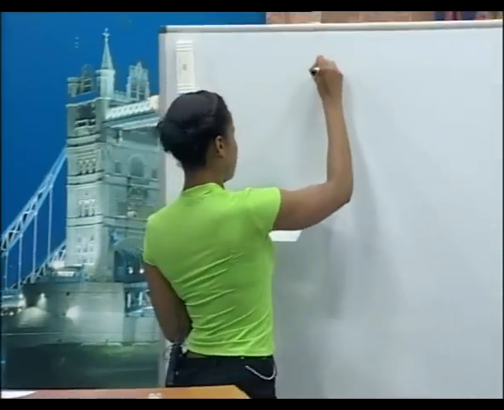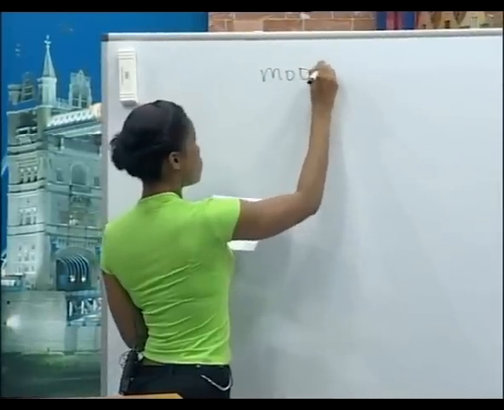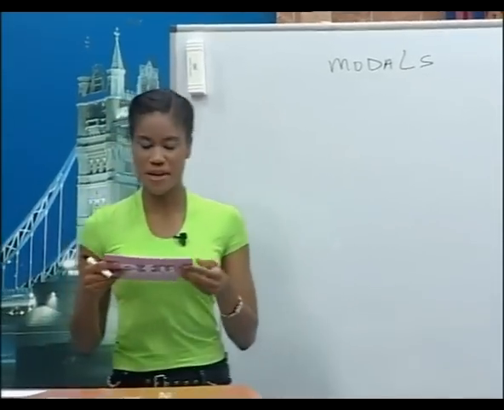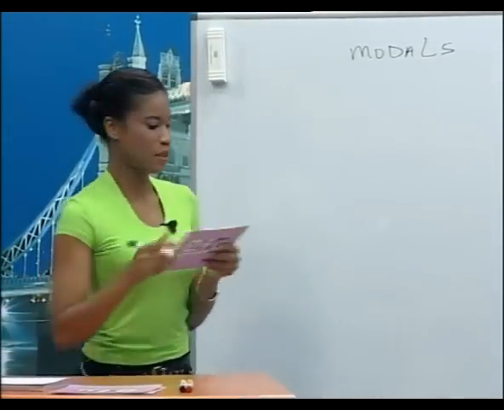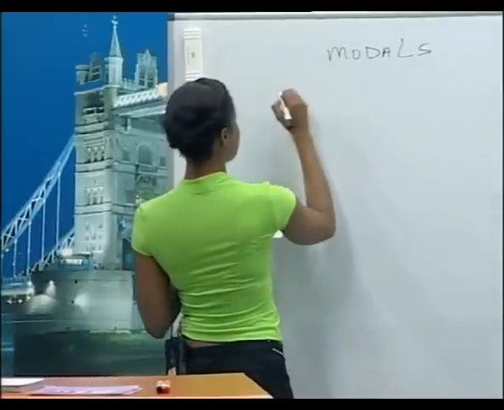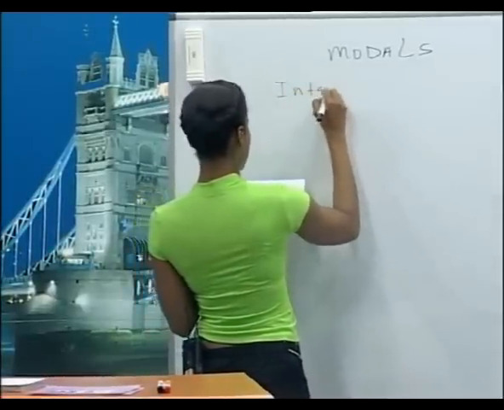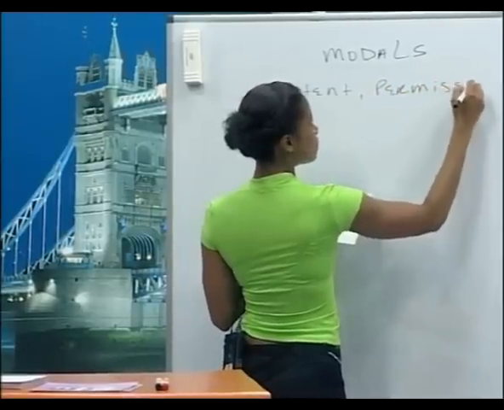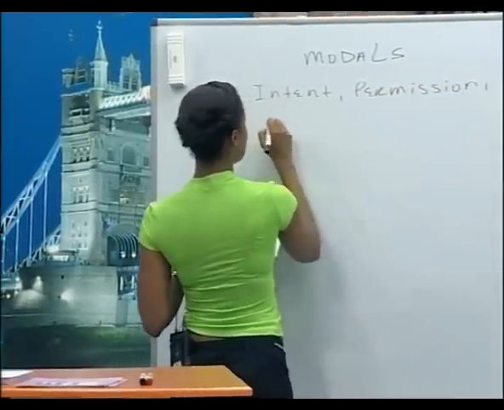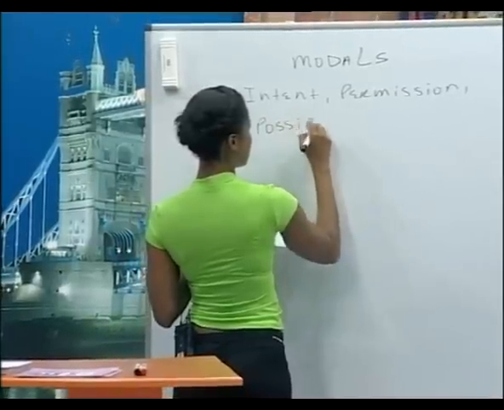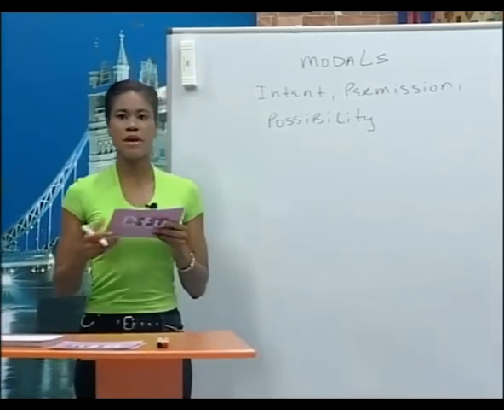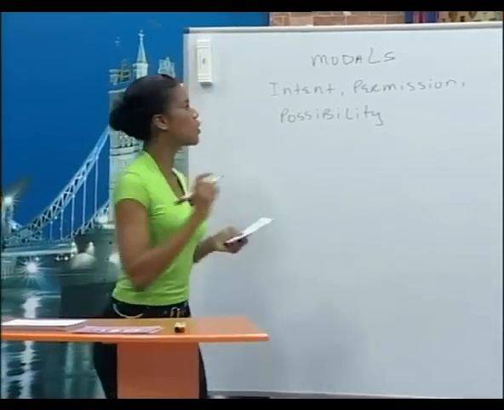Okay, let's review some modals now. Now remember, modals are verbs that are paired with other verbs to change their meaning, to give them a special meaning. Okay, they can express ideas such as intent, permission, or possibility. Let's start by looking at can for permission.